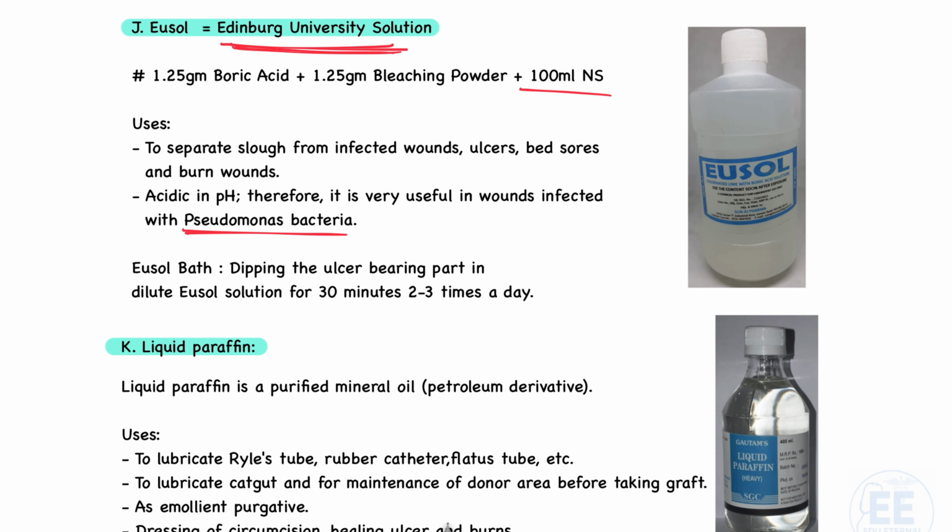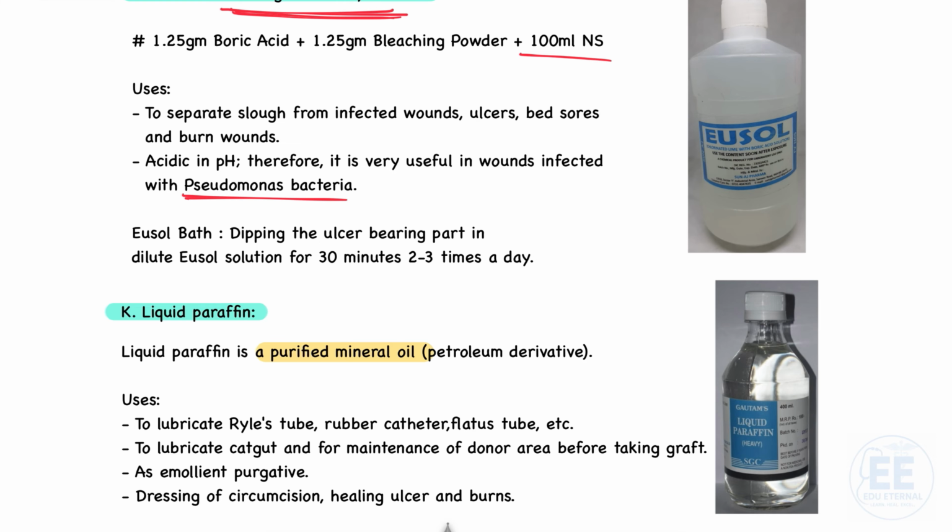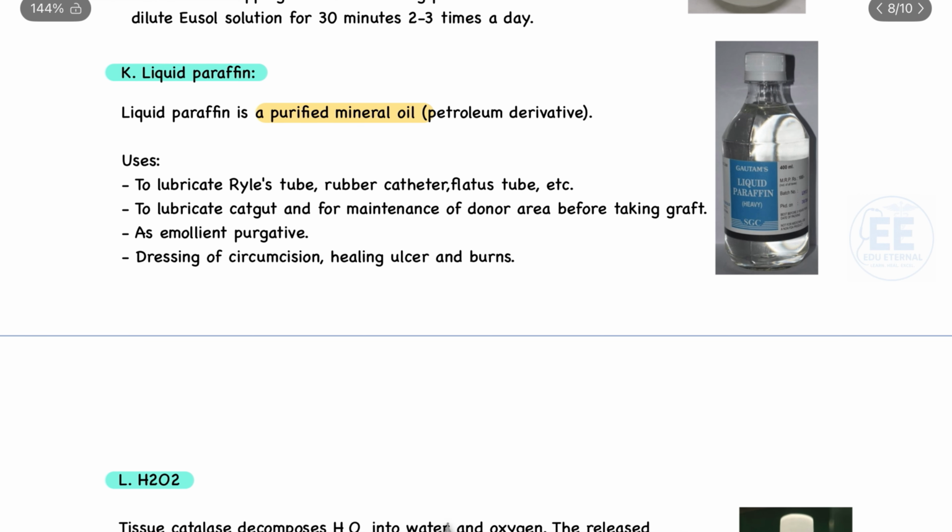Next is liquid paraffin. Liquid paraffin is a purified mineral oil used to lubricate Ryle's tube, rubber catheter, flatus tube, and also to lubricate catgut and for maintenance of the donor area before taking a graft, as an emollient, purgative, and dressing of circumcision, healing ulcers and burns.